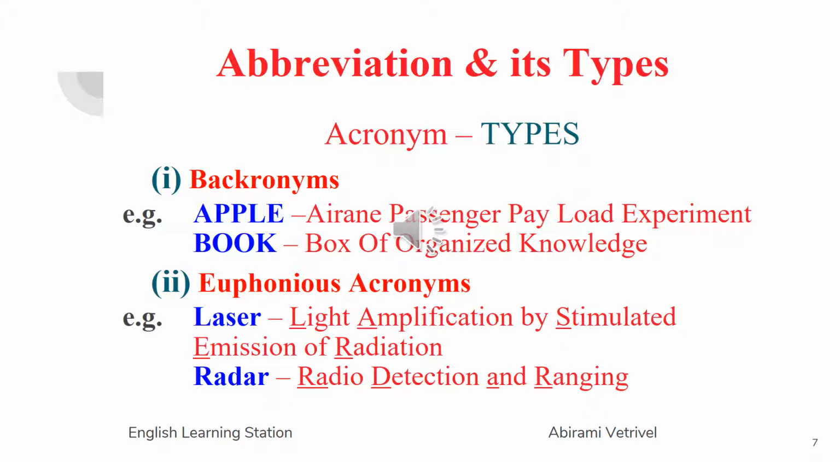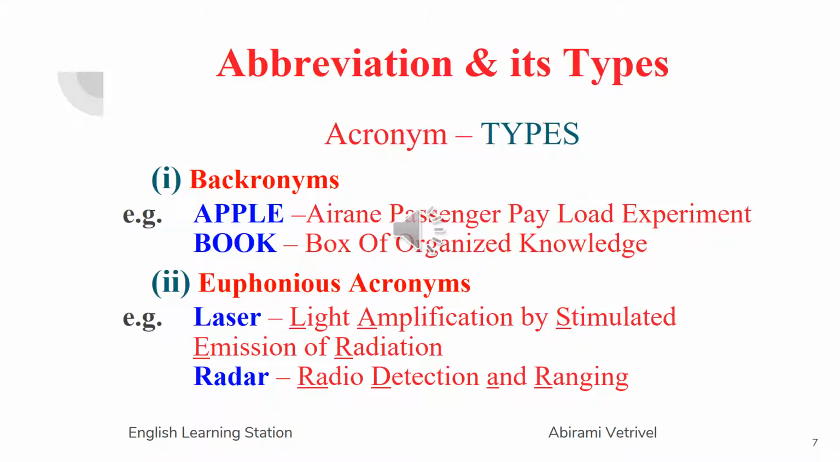To have a better understanding, let us look at the examples. The acronym for the term Arraign Passenger Payload Experiment is APPLE. The acronym formed for the term Box of Organized Knowledge is BOOK. So, apple and book are two words which already exist in the English language. Therefore, these two acronyms are called backronyms.